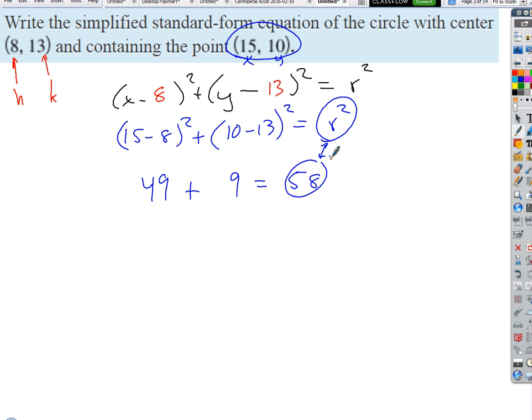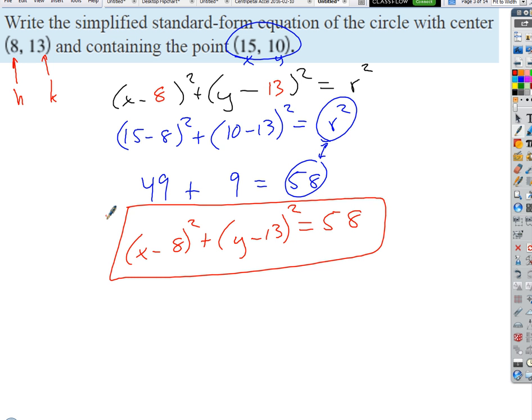If I wanted to find r, I would just have to square root that. But if I'm just trying to write this in standard form, I'm just writing down r squared anyway, right? So my answer in Moodle, I'd go back up here. I got to put the variables back in, because I want to write this for all of the infinite number of possible points, not just that one. So I'd get x minus 8 squared plus y minus 13 squared equals 58. That's it, right? Okay?